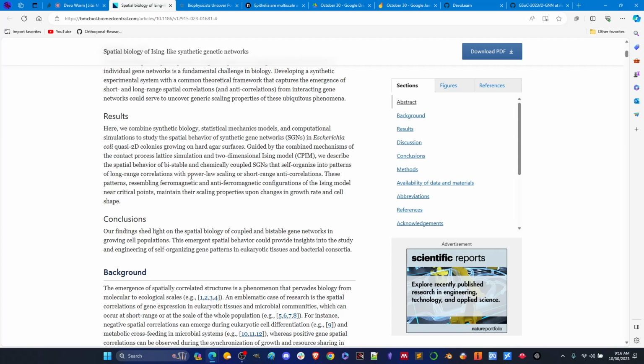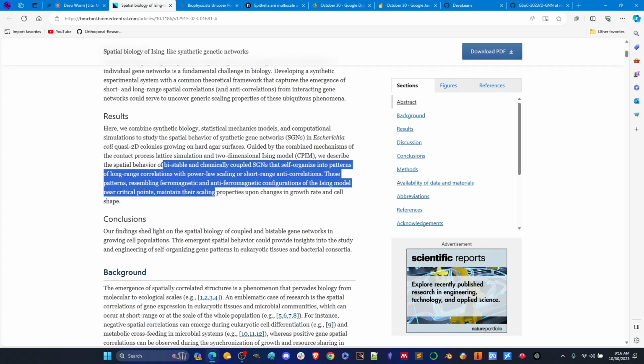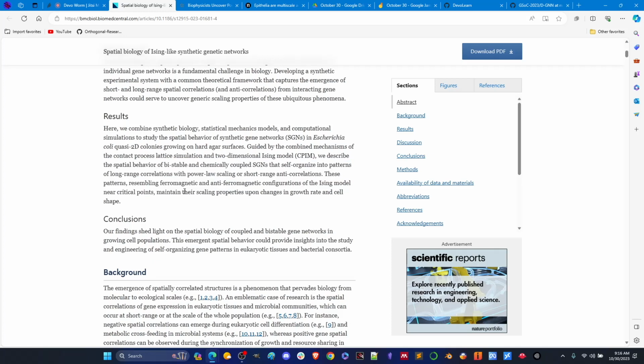You can do this in a toy model where you have distinct colors that can be achieved. It's just that there's this chemical influence between the cells. And so it's either synchronized with the neighboring cell or it's distinct, and you get a different state coming out of that. Self-organize into patterns of long-range correlations with power law scaling.